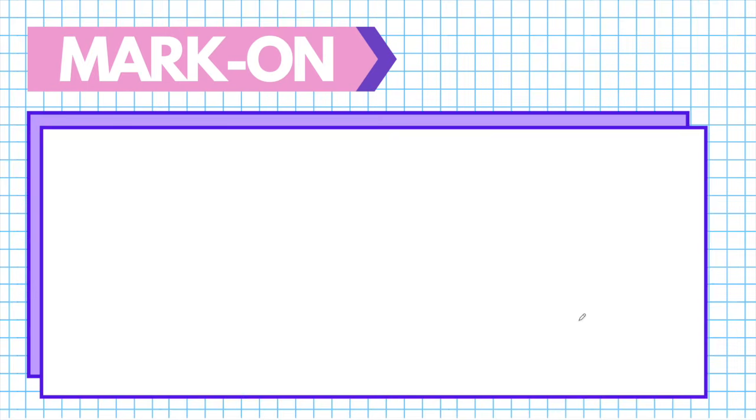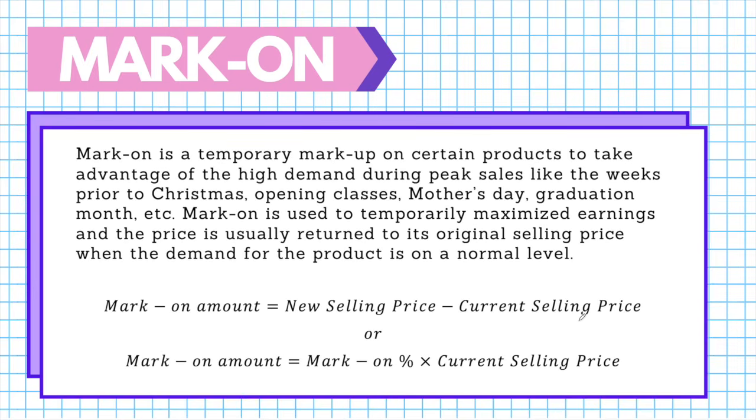Now let us proceed to our mark-on. A mark-on is a temporary markup on a certain product. So it depends on the occasion if we are to have a mark-on. The difference between a mark-on and a markup is that a markup is an additional value to our cost, but a mark-on is another additional value to the current selling price. So there is an increase in selling price with our mark-on because it is on high demand.